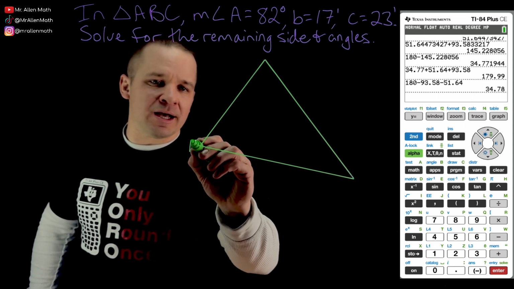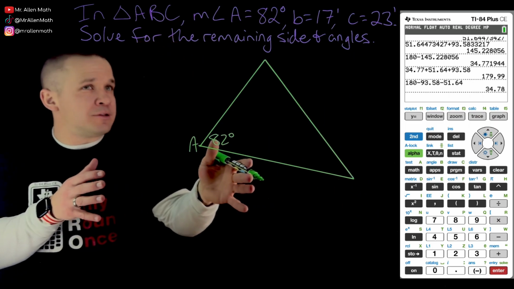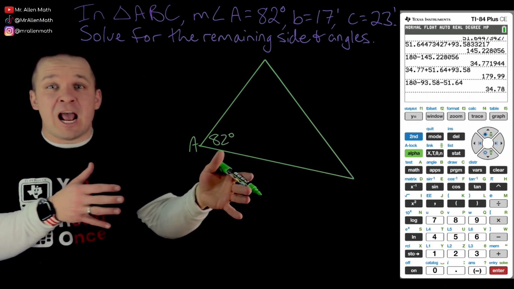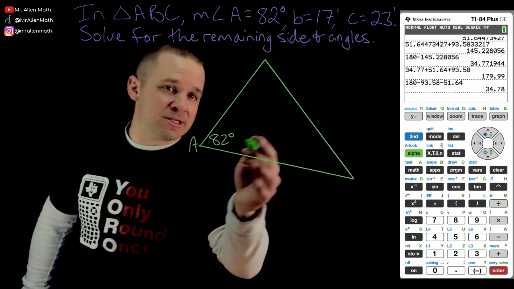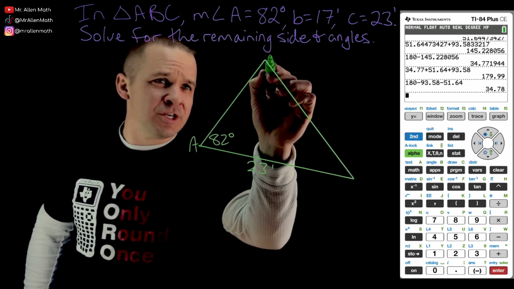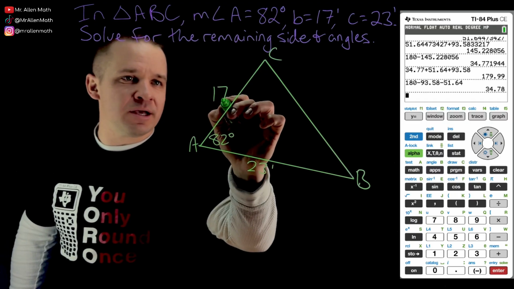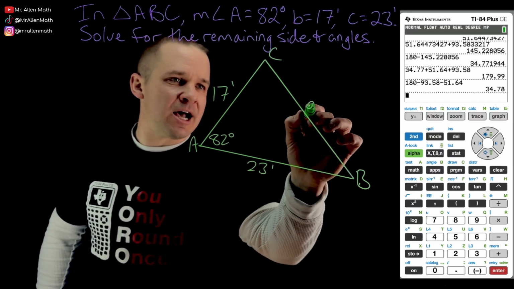I'm going to call this angle A. We'll call this 82 degrees. This looks like it's the biggest side, and C looks like it's maybe the biggest, but is it A? I don't know. But I'll make this one C since I already made that A. So this is going to be 23 feet. This will be angle C. This will be angle B. Thus, side B is going to be across from that, and this is side A.